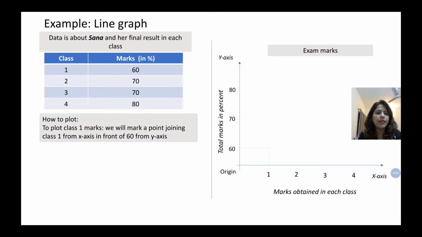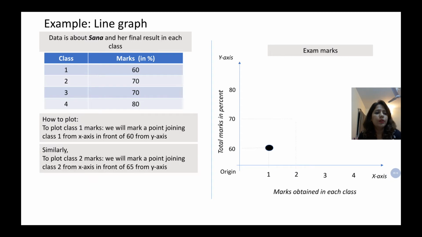See, dotted lines at 60 and 1, and then put a dot. Now looking here, for class 2 it is 70%, so 70% and then 2 for class 2, putting a dot. Similarly for class 3 she secured again 70% marks. For class 3 I will take the 70, extend it a bit and join it with class 3.